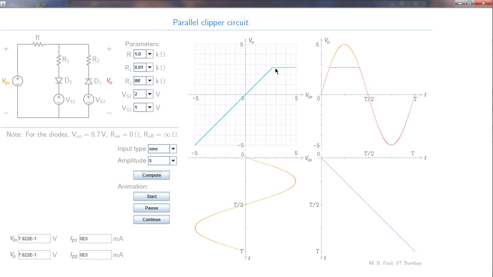There. Now notice that the output voltage has got clipped at this point, and that is why this circuit is called a clipper circuit.